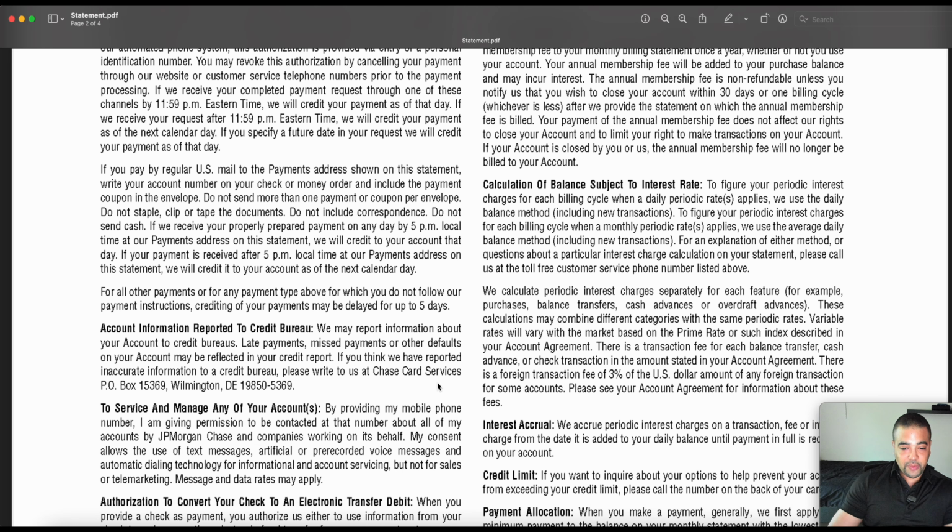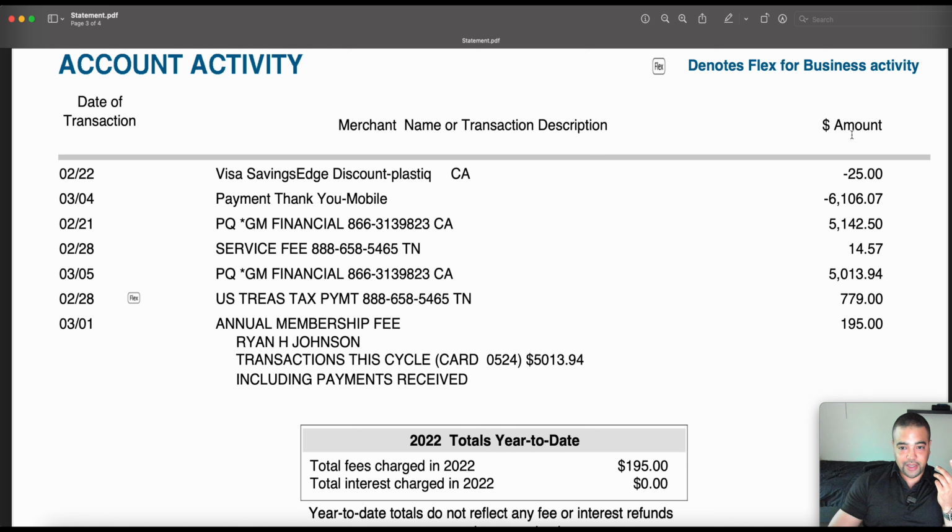So we're getting close to the end here. And this is probably the more helpful part. So this is the actual account activity. So these can give you the date, the merchant name or transaction, and the actual amount. So again, I think they put it in order of credits and then charges. So we'll just take it from the top. So Visa Savings Edge discount was from Plastiq. Again, that's just a credit being applied to the account.